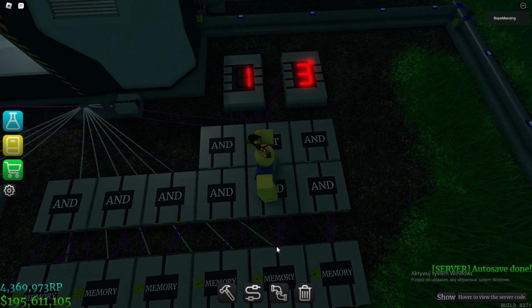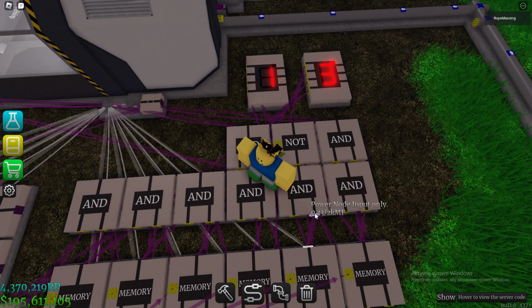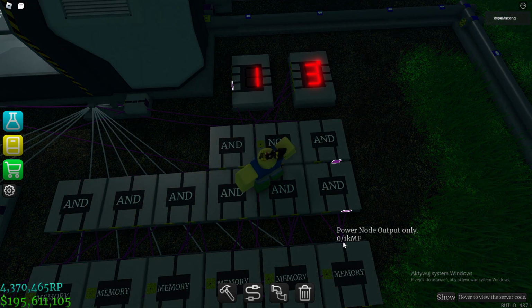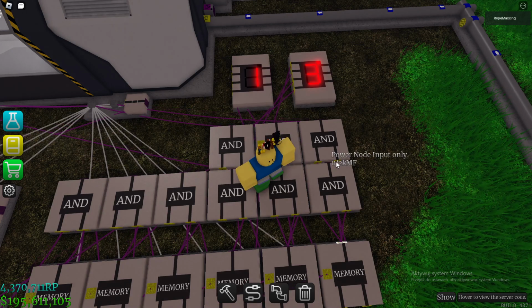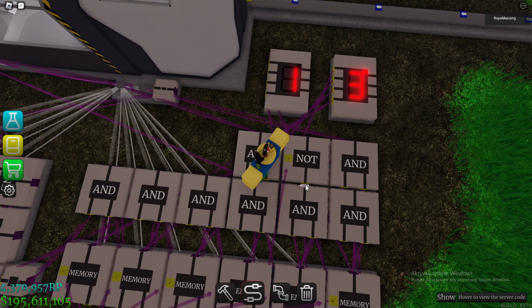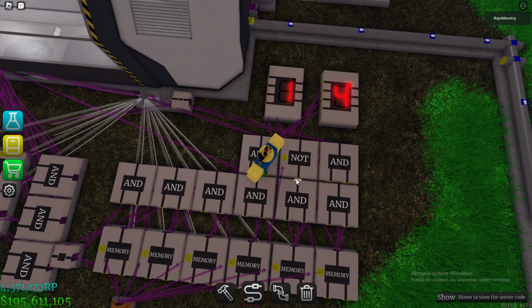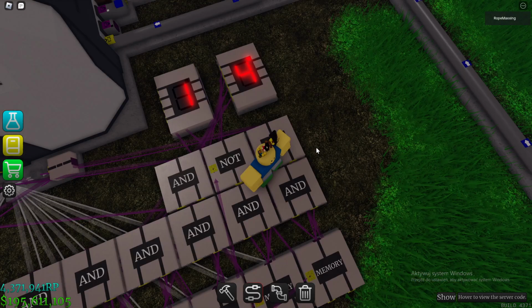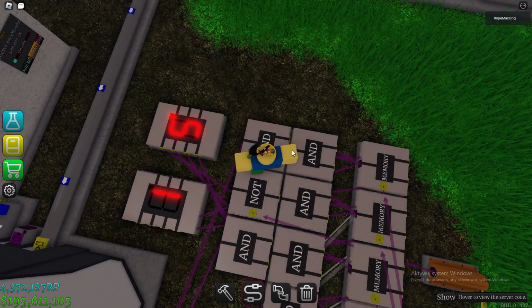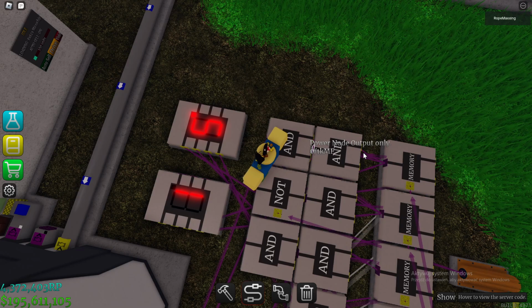Right here, it will go into the input of this AND gate, right into this AND gate, and into this AND gate, and then this memory will go into the right input of this AND gate and this AND gate. Oh yeah, and this AND gate output is going to do the same as all of the other ones, which is going to go into the reset of this memory, the signal to start outputting of this memory, and the left input of this AND gate. And this AND gate output is only going to go into the reset of this memory right here.